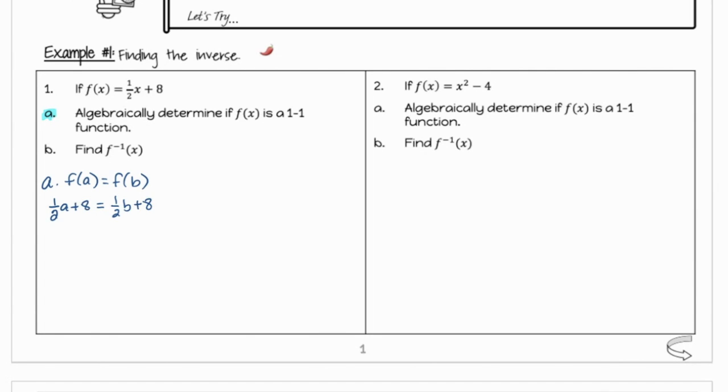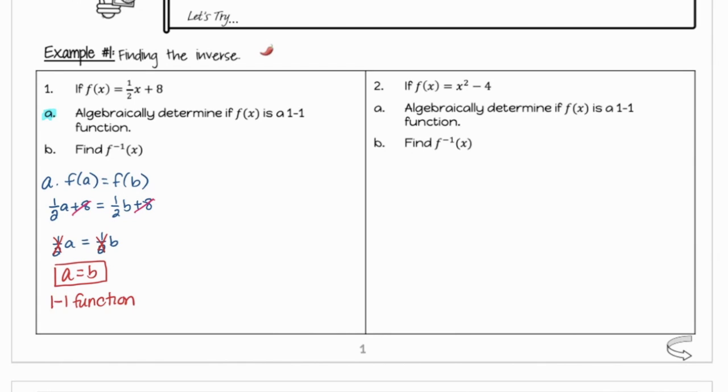So if this was my equation, I will minus 8 on both sides. At this point, I would multiply both sides by 2, canceling out my 1/2, giving me that A equals B, and we know we have a one-to-one function. So that's for part A.